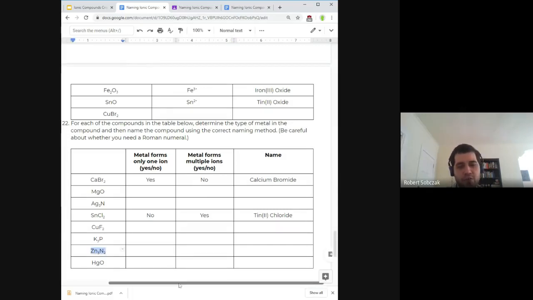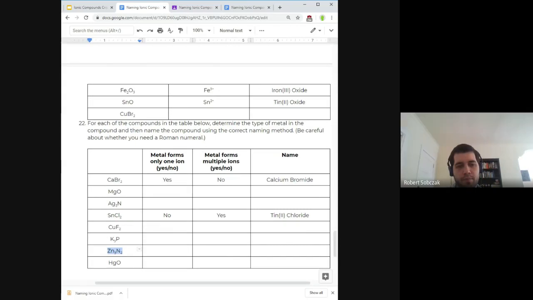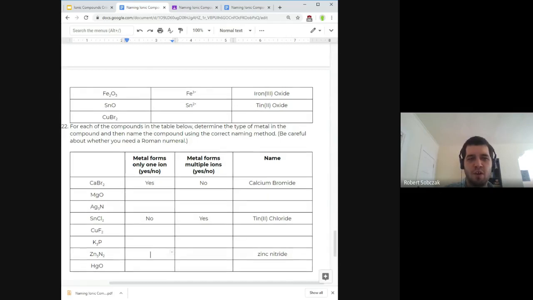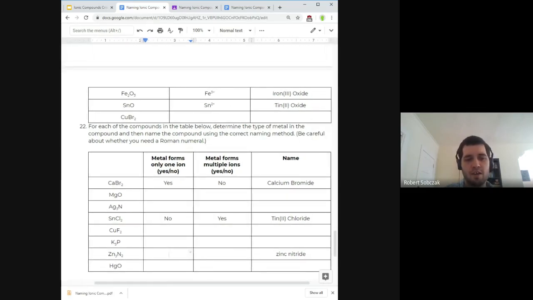And then looking at question 22, I'm looking at this next to last row, zinc nitride right there. So we can actually skip over to the end here and we can start this one. I'm going to put it in lowercase so we know that it's not all the way done yet. Capitalize it for me. Google Docs, how good are you? So zinc nitride, we know that's the name, but we don't know whether we need a Roman numeral or not.